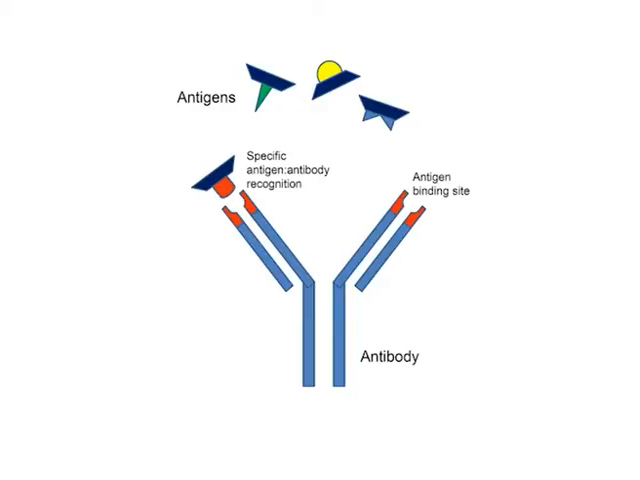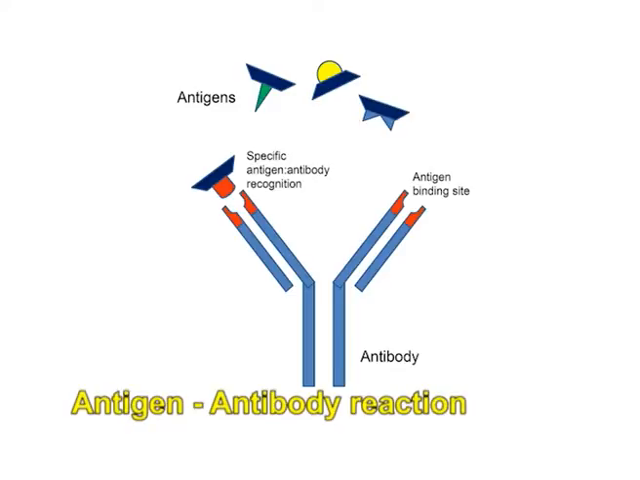To conclude, in this session, we have discussed antigen-antibody reaction, properties of antigen-antibody reaction and the types of antigen-antibody reactions. We have also discussed agglutination reactions. The antigen and the antibodies combine precisely with each other. This interaction between them is called antigen-antibody reaction.